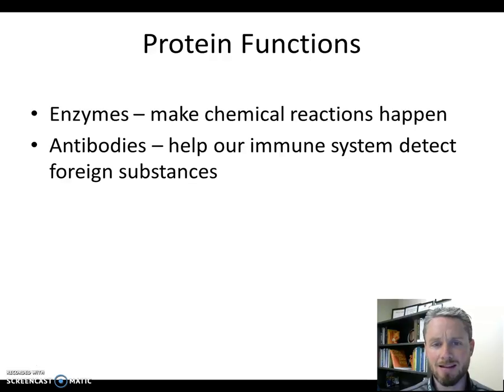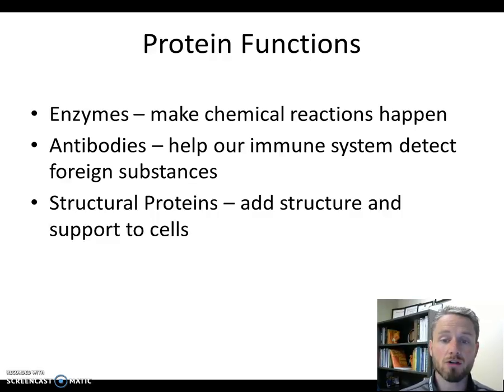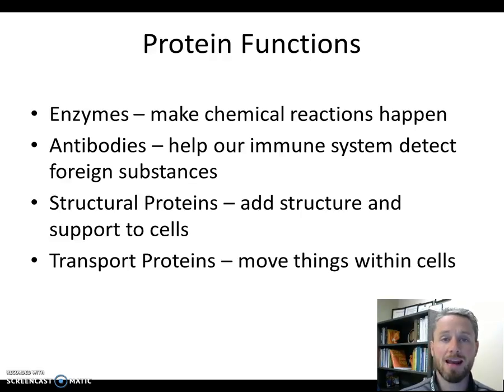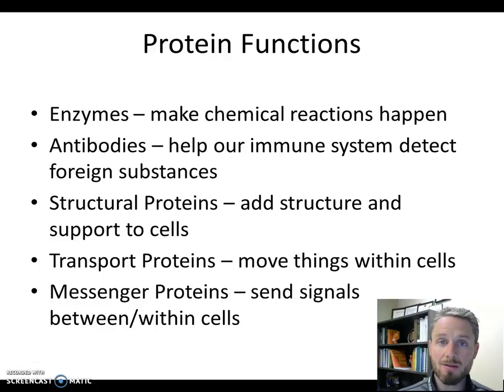Right, so proteins can be enzymes. They make chemical reactions happen. Proteins can be antibodies. They detect these foreign substances. Proteins can act as structural proteins. They will add structure and support to cells. We'll talk a lot about that later in the course. Proteins can act as transporters. They can move things around within cells or in and out of cells. We'll talk a lot about some proteins that act as transporters later on in the course. Proteins can act as messengers. Basically, they can send signals between or within cells. So these are some examples of protein functions.